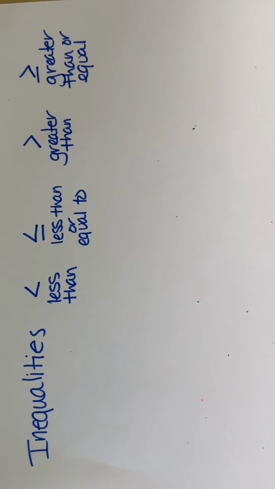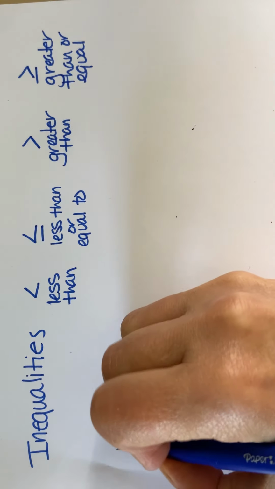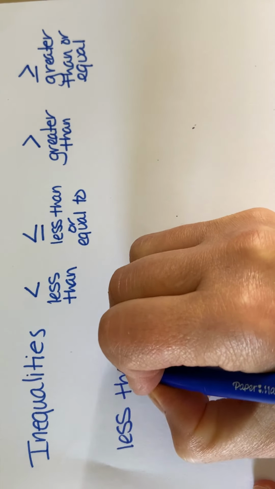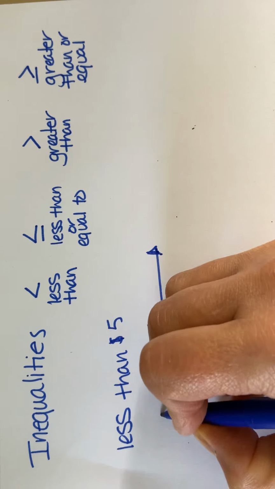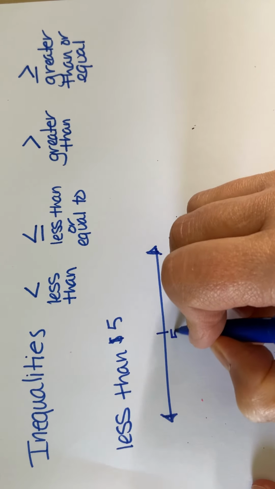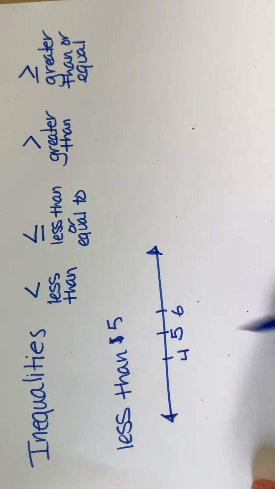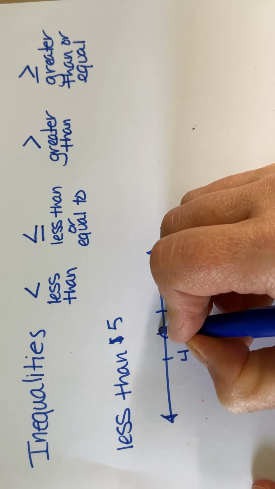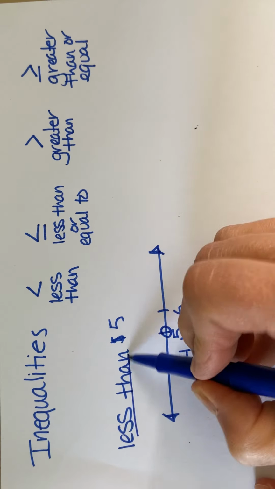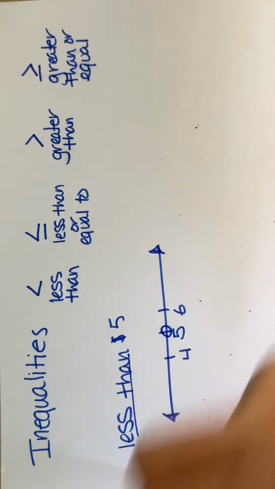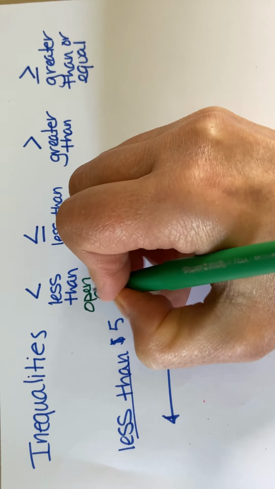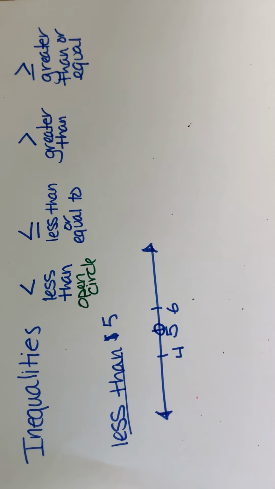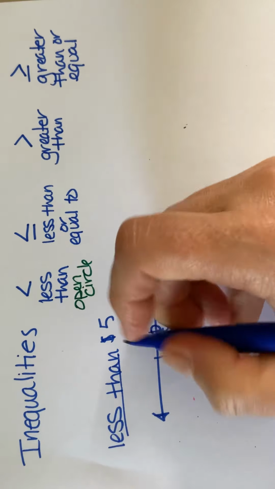point or not. So, in other words, if I say I have less than $5, I would graph it like this. On a number line, if this is 5, 6, 4, I would have an open circle. That means it didn't include the point. Less than is always an open circle, okay? That means it doesn't include the point, but it includes everything less.